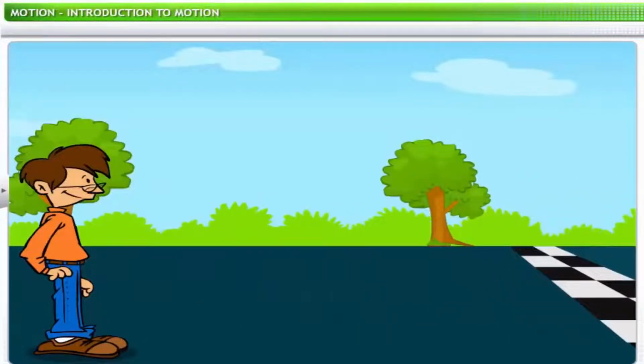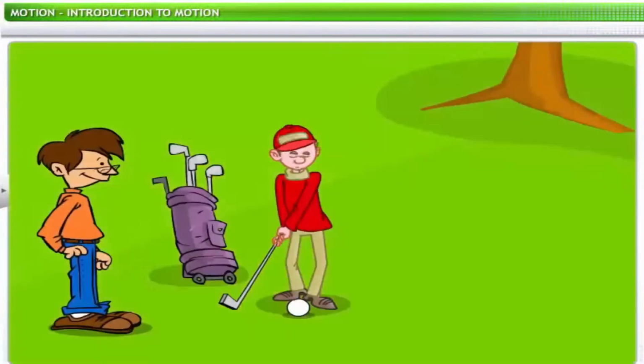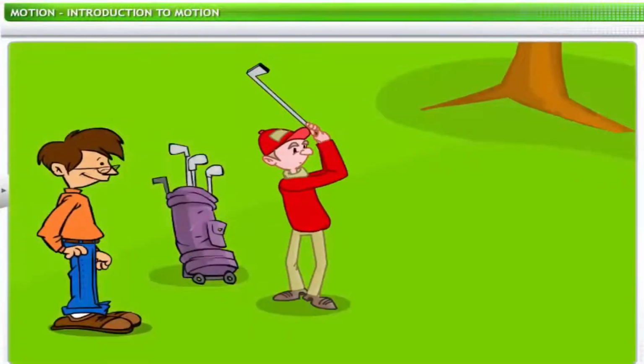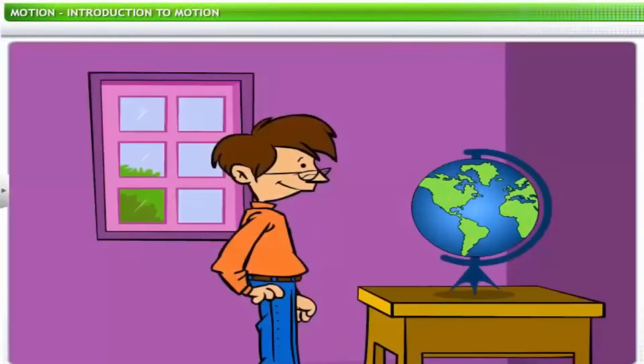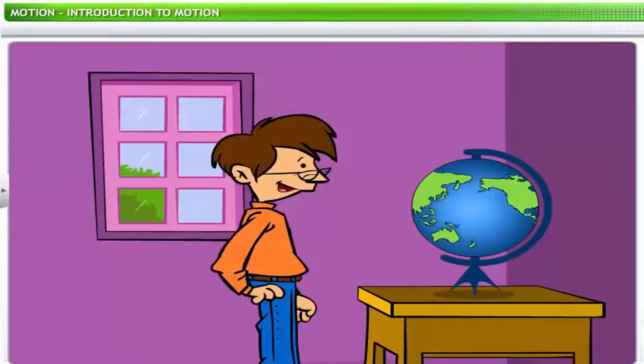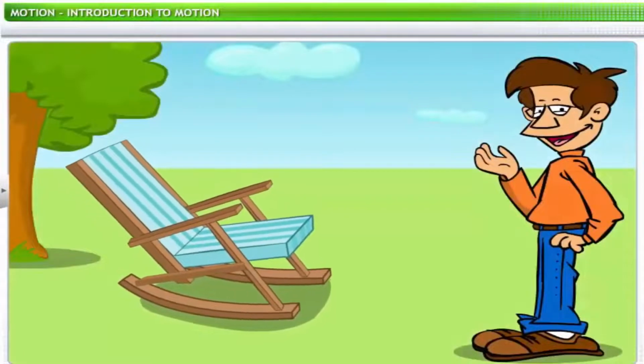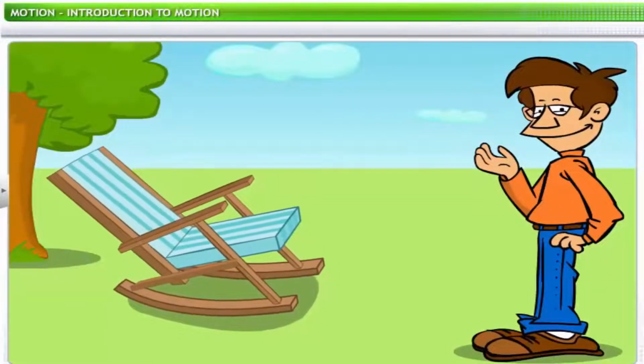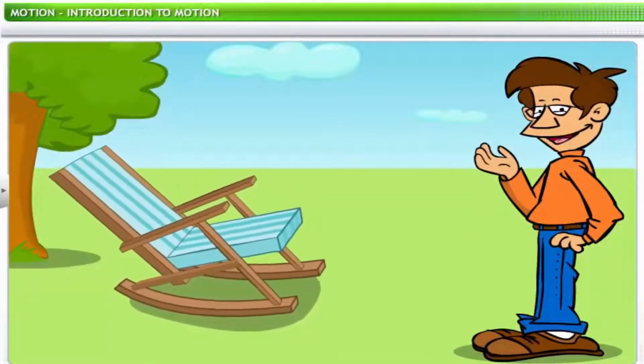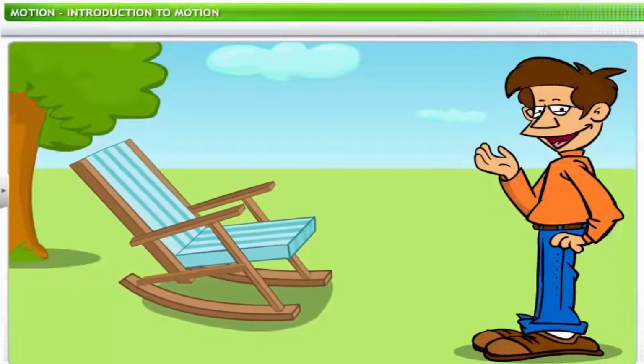Wow! Did you see how fast the car zoomed away? The ball has also disappeared out of sight. The globe shows how the Earth rotates on its axis. But the rocking chair is still here. Its movement looks very inviting. I'd like to relax in this chair.